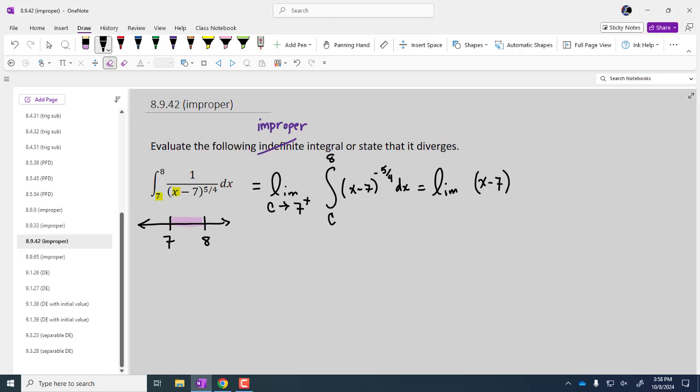All right, so x minus 7, it's linear, so we're going to use the power rule followed by reverse chain rule. But we see reverse chain rule is kind of insignificant because the derivative is 1. So we're going to add 1 to the exponent here and get negative 1/4. Dividing by negative 1/4 means multiplying by negative 4. That will be from c to 8.